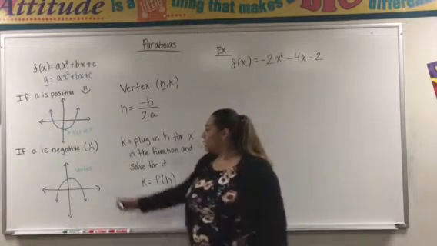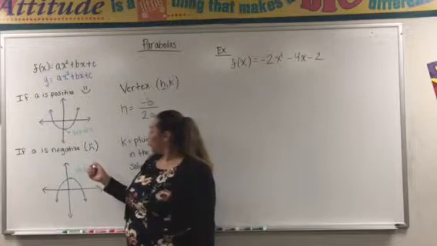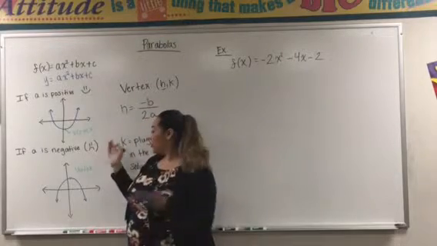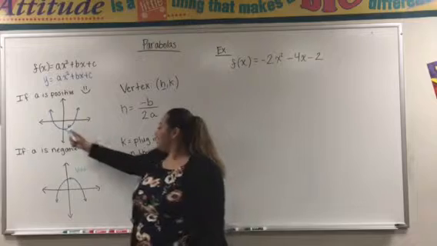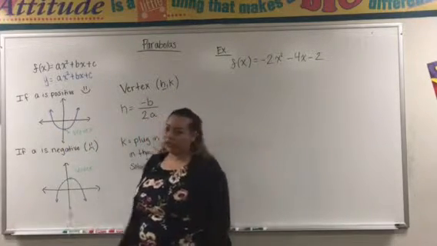Another thing is that the vertex right here is where we said the graph changes direction. Also, if we fold the paper or if we fold the board, it will be the exact same line. So they're equidistant to the vertex, the same distance from this point to that point to the vertex right here.